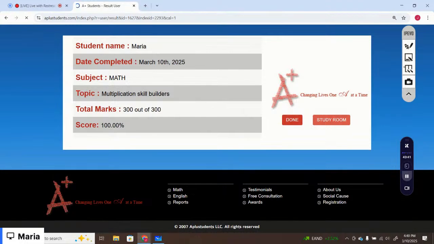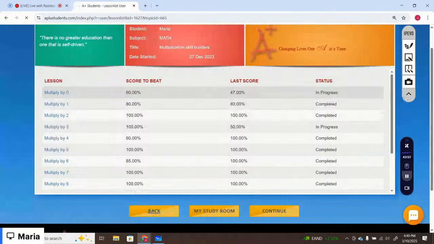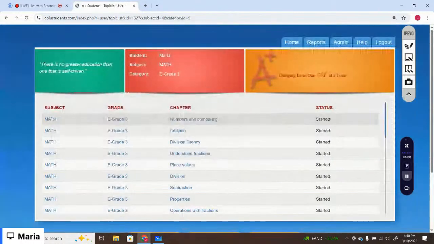So we were working on grade 3 math. The chapter we were working on is multiplication builders. The lessons we have covered today are multiply by 0, multiply by 1, multiply by 2, multiply by 3, and multiply by 4. So please make sure before the next session you complete all the practice questions for the lessons we just did. That is your homework until next session.